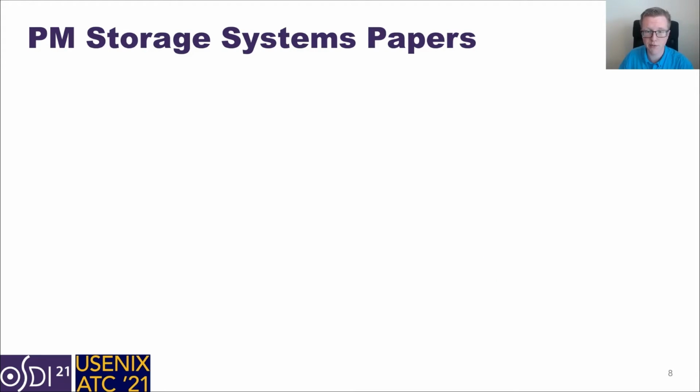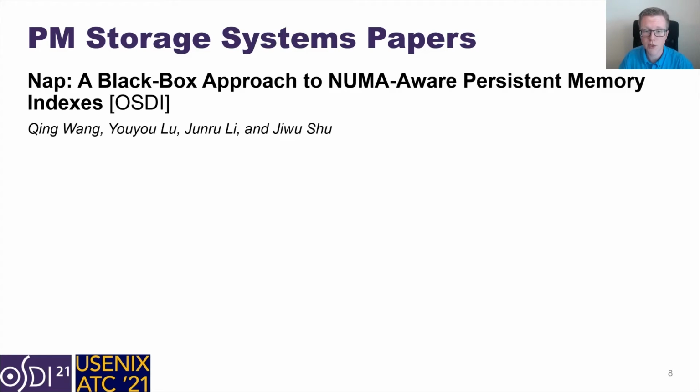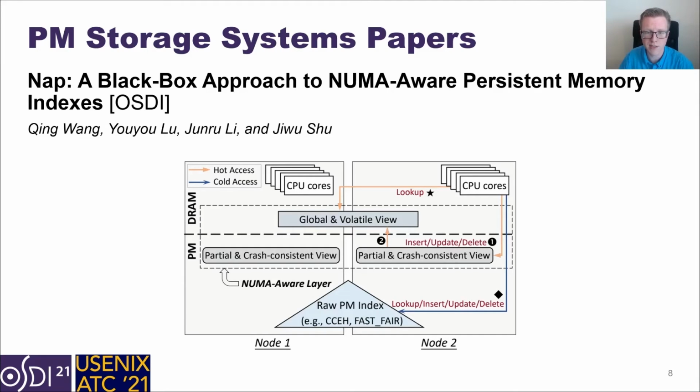So the first paper in these conferences to address these problems is NAP, a black box approach to NUMA-aware persistent memory indices. NAP addresses a subtle issue in persistent memory programming. Memory accesses on a different node in a non-uniform memory access architecture, or a NUMA architecture, suffer from even lower memory bandwidth to remote nodes than to local nodes. Since persistent memory systems generally have persistent memory distributed across NUMA nodes, ensuring that persistent data is located on local memory nodes becomes an important task, as otherwise the system can become bottlenecked on remote memory accesses.